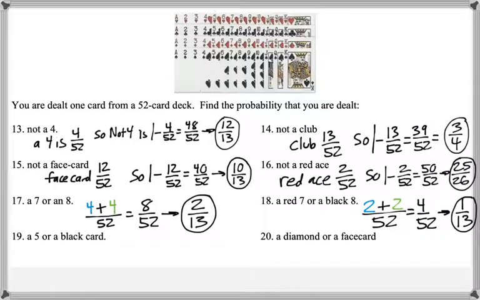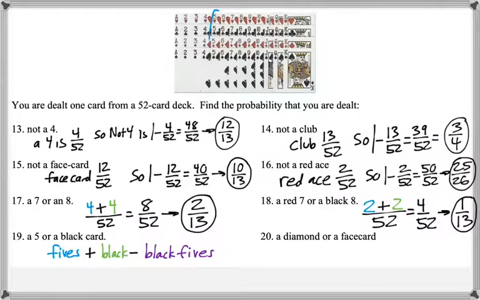19 says a 5 or a black card. So when calculating the probability, we want to find the number of 5s, add the number of black cards, and then subtract the number of black 5s, because there is going to be some overlap here.